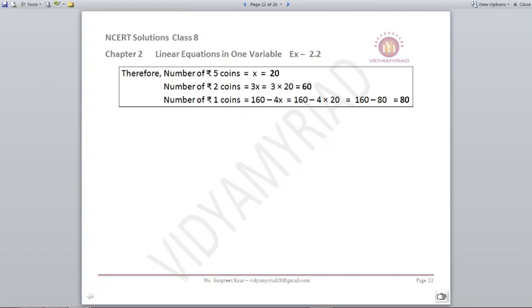So number of rupees 5 coins were x, so those were 20 coins. Number of rupees 2 coins are 3x, so 3 into 20, 60. And for rupee 1 it was 160 minus 4x, that comes out to be 80 coins. So these are the number of coins we found out.